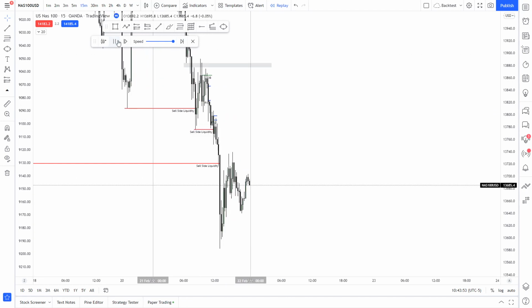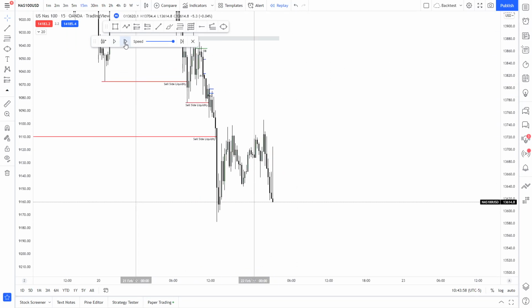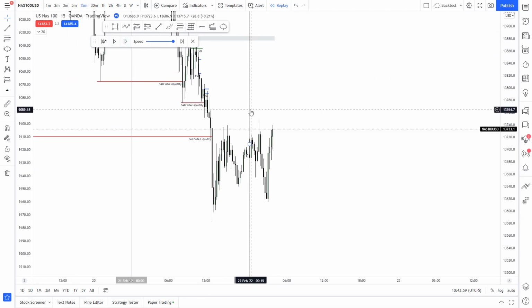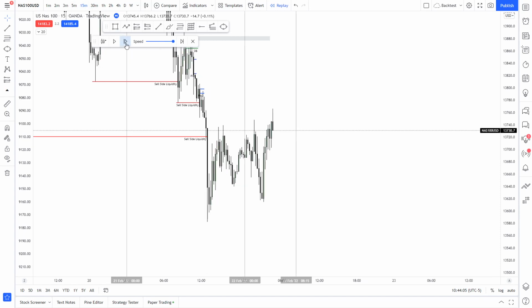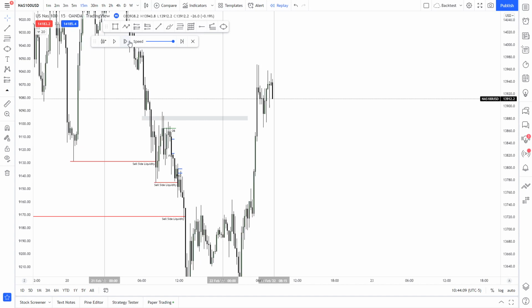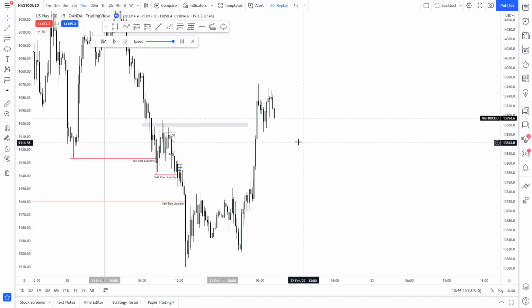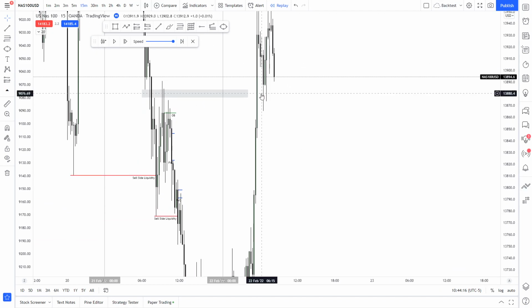Alright, so now we want to go to 8:30, where we want to look for entries. Let's just mark 8:15. Okay, so let me just move all this.